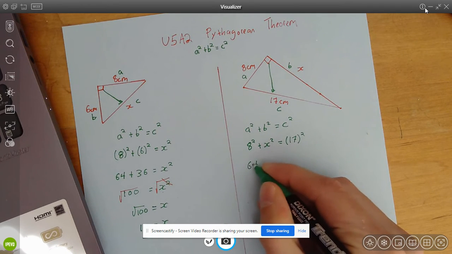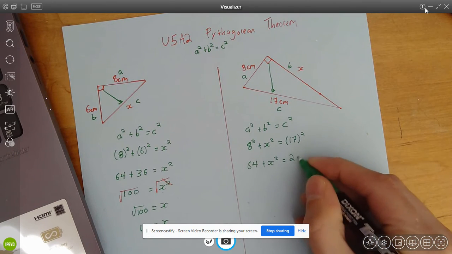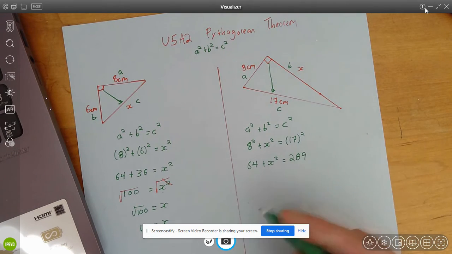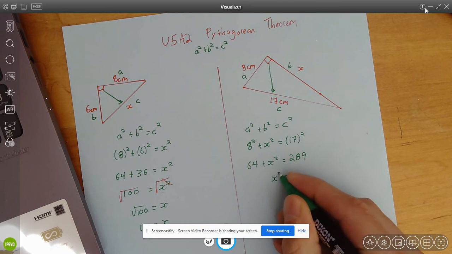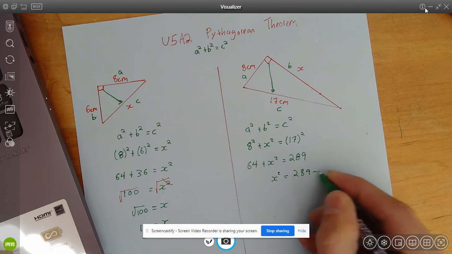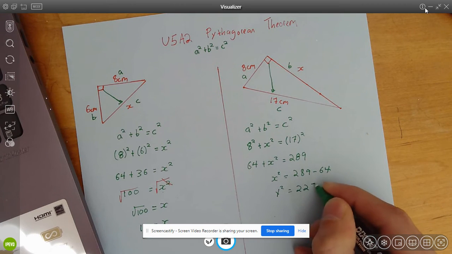So 8 squared is 64. I don't know what x is yet. And then 17 squared is 289. Again, you could use your calculator. It's helpful to know some of these smaller numbers, what their squares are. So again, I want to solve this algebraically. I want to get x by itself. So the positive 64 comes onto the other side. So x squared is going to equal 289 minus 64. So x squared equals 225.